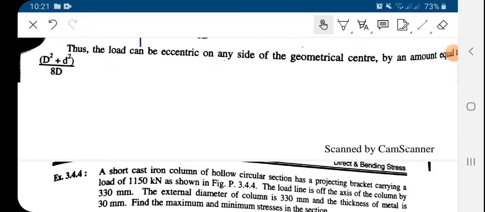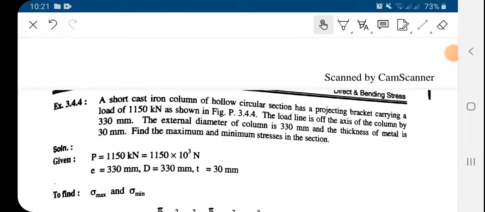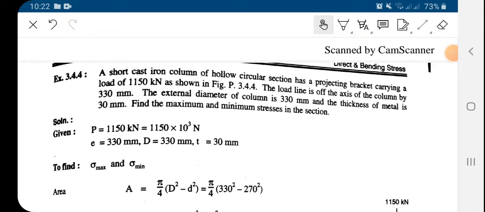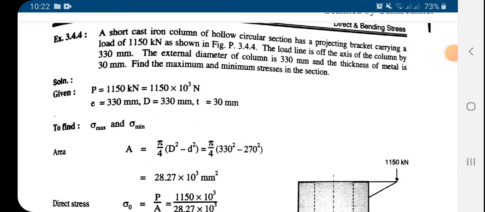Now based on this hollow circular section, we will take one example: a short cast iron column of hollow circular section that has a projecting bracket carrying a load of 1150 kilonewton as shown in the figure. The load line is at 330 mm from the axis of the column. The external diameter is given as 330 mm and the thickness is 30 mm. We have to find the maximum and minimum stresses.